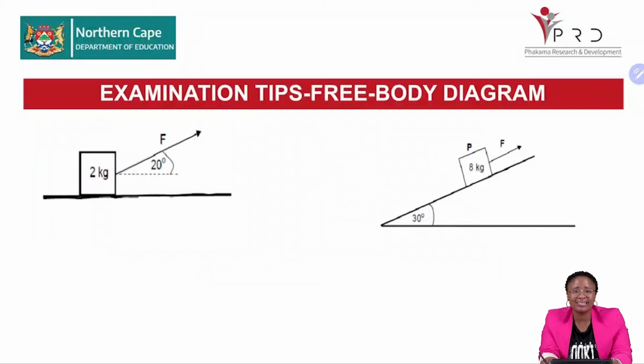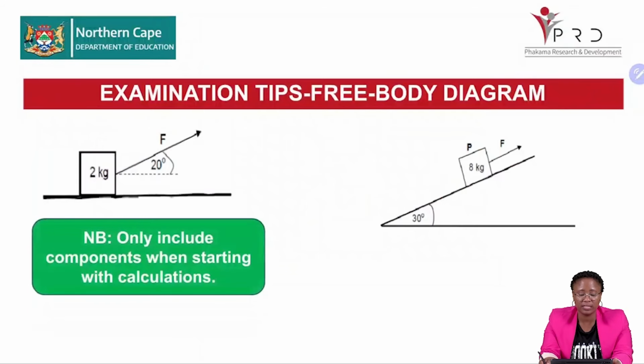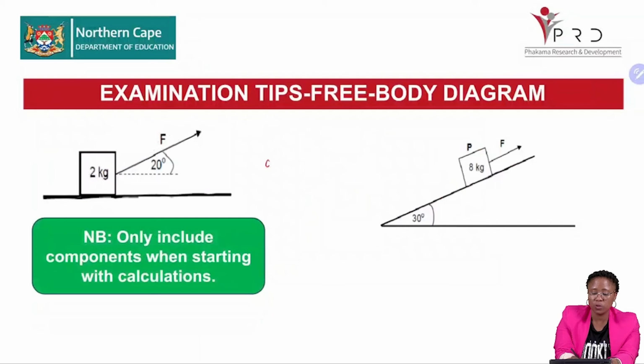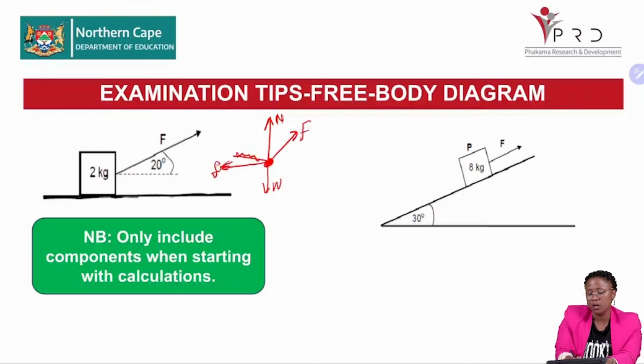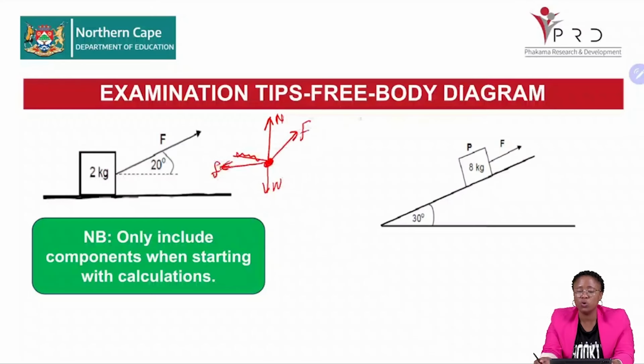Guys, now another tip that I want to give you still on the free body diagram is that you only include components when starting with what? With calculations. I think I've emphasized it enough. So when you draw a free body diagram for this one, what do I want you to do? You draw the normal force over there. You will draw your weight or your Fg. You draw the force F at an angle, and then you will draw your friction force over there. All right. Remember, guys, it is very important that you do not include the components. You only include them when you are doing your own calculations.